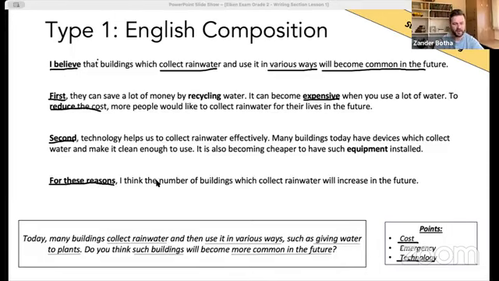That's part three. Part four, remember, I started with for these reasons, but you can also say therefore. I think the number of buildings which collect rainwater will increase in the future. You see, I use the keywords from the topic there again. And this writing should get very close to the maximum score for this task in the Eiken exam.